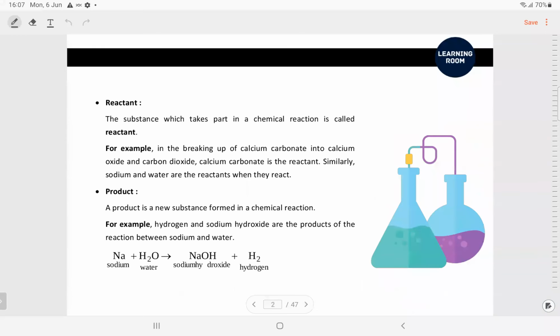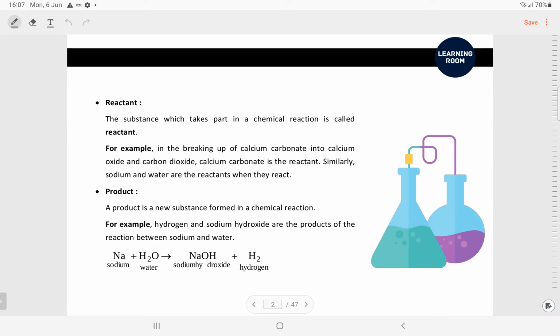Likewise, in the previous reaction, calcium carbonate into calcium oxide and carbon dioxide, that calcium carbonate is your reactant and calcium oxide and carbon dioxide are your products. Okay, so now coming to the second one.